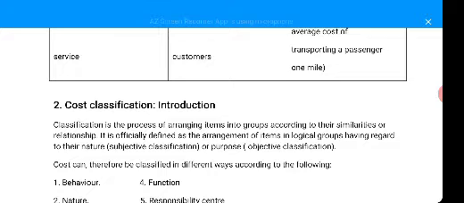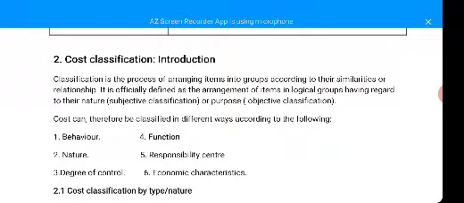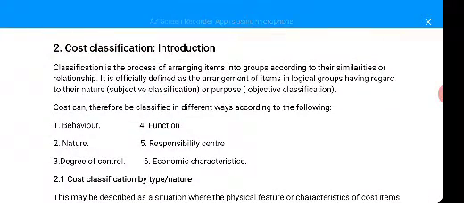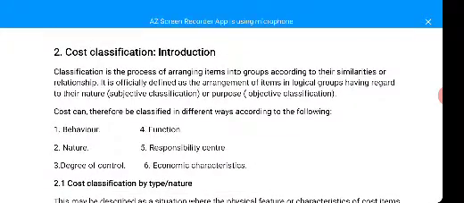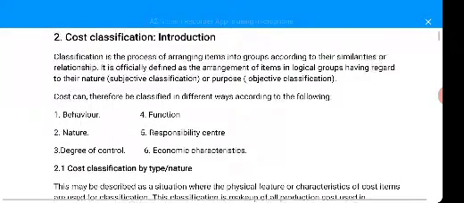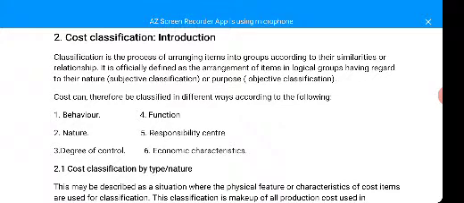Now let's look at two, cost classification. What is cost classification? How can we classify cost? Classification is the process of arranging items into groups according to their similarities or relationship. So we want to classify items into groups according to their similarities, according to how they are related to each other. It is officially defined as the arrangement of items in logical groups having regard to their nature, that is subjective classification, or purpose, which is objective classification.